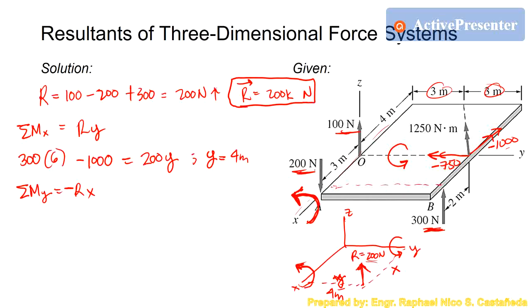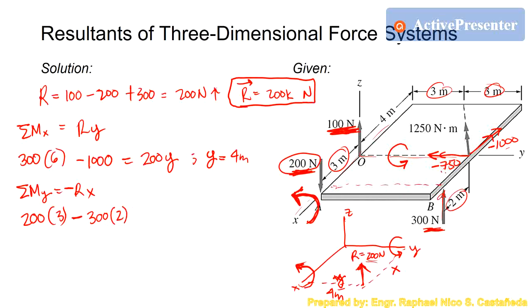So we try to check this answer. The 100 newton will not be included because it is passing through the y-axis. The 200 newton is included because it has a moment effect about the y-axis and it is positive. The distance of the 200 newtons from the y-axis is this one, which is 3. The 300 newtons is upward, so it is negative in the direction of the moment about the y-axis. The distance is this one, 2 meters.